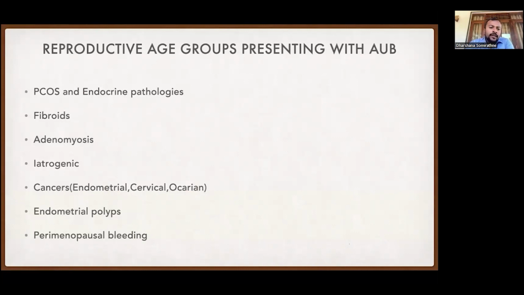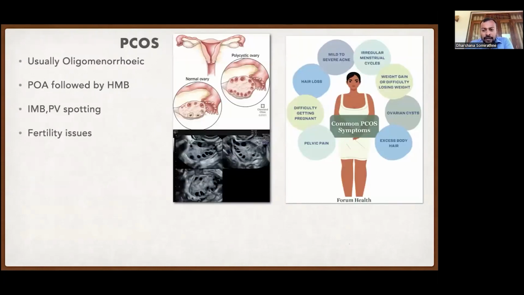Causes may be polycystic ovarian syndrome or endocrine problems, fibroids, adenomyosis, iatrogenic causes like IUCD after insertion of an IUCD, cancers (endometrial, cervical, ovarian), endometrial polyps, or perimenopausal bleeding. Polycystic ovarian syndrome is very common in Sri Lanka.